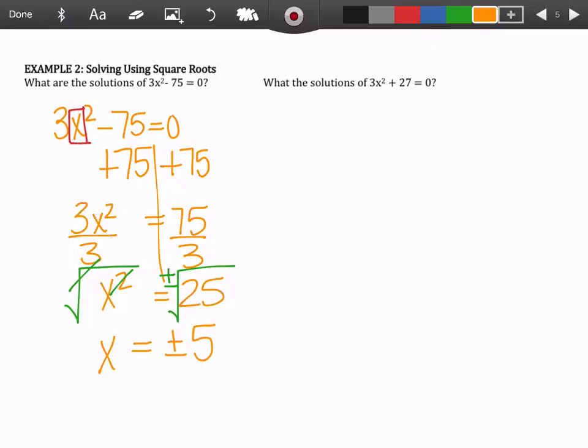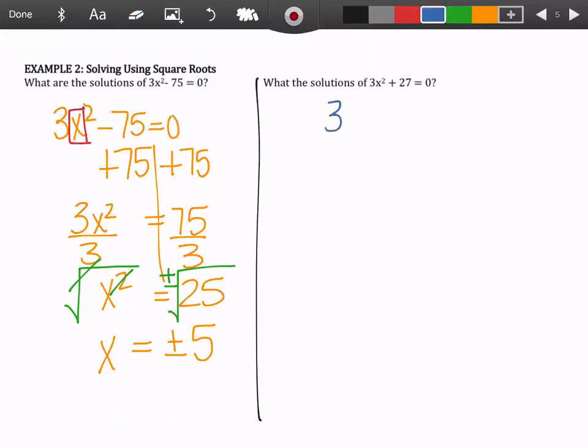And if we were to plug that back into the function, we would get 0. The reason why we have a positive and a negative is because if we were to take a positive 5 squared, we would get 25. If we were to take negative 5 and square it, we would still get 25. So that's why we need the plus or minus. Always remember the plus or minus. So now let's talk about the next example. We'll go through this one.